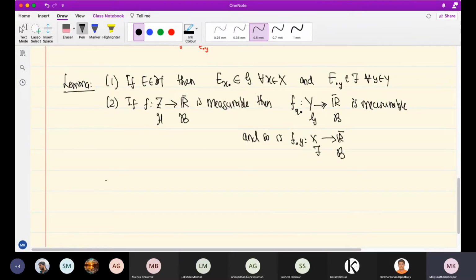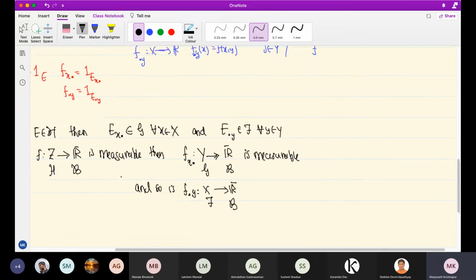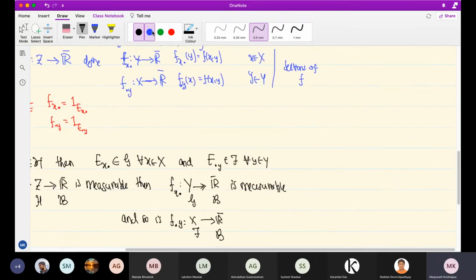That's all. Are the statements clear? I'm just talking about sections, I'm not saying the other way. By the way, the converse is not true. If sections are measurable, it is not at all true that the set is measurable. Maybe I'll give you an example to show that the converse is not true.